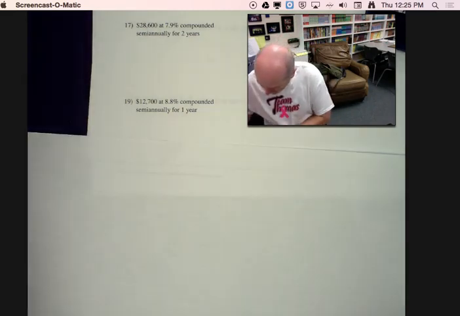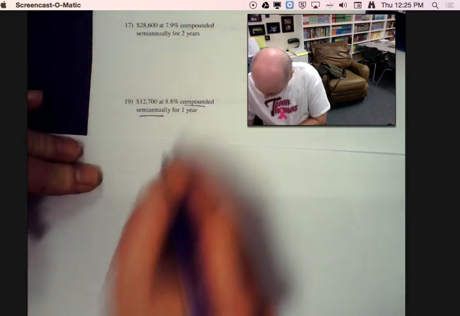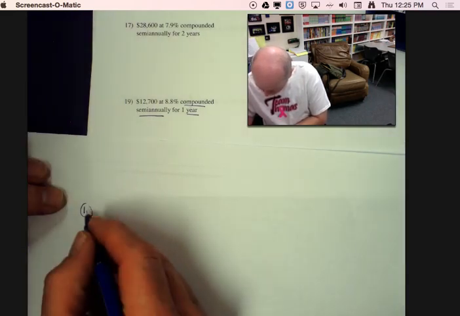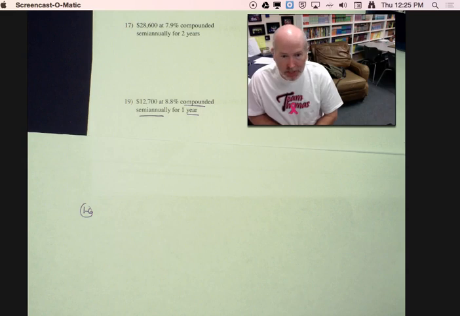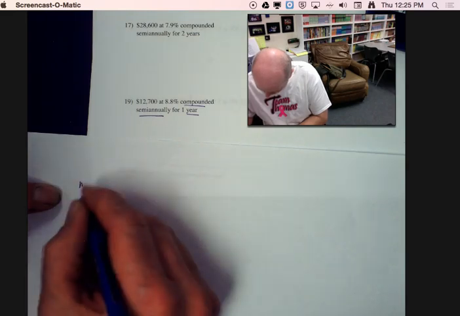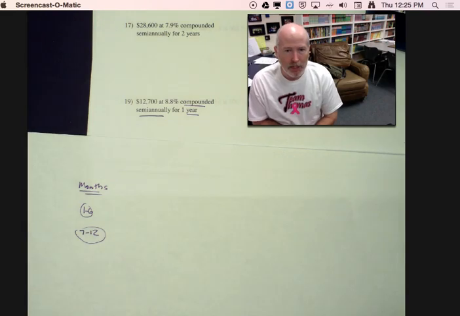So let's start off by thinking about it: we have semi-annually, and this is compounded, and it's for 1 year. So we're really going to have two lines here. We're going to have the first 6 months, 1 through 6, and then months 7 through 12. And I'll go ahead and label these. These are the months. That's what semi-annual means, twice a year.